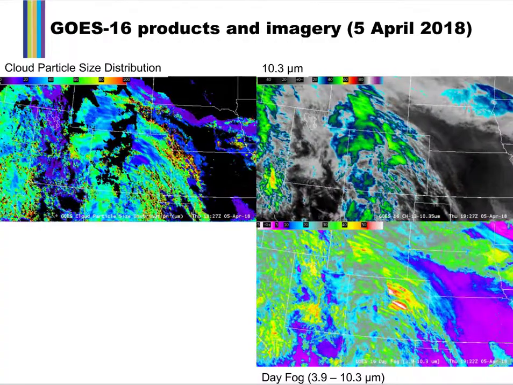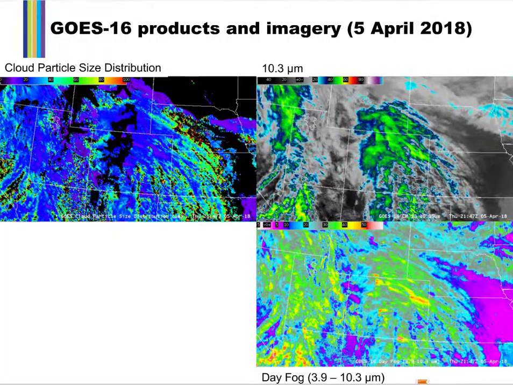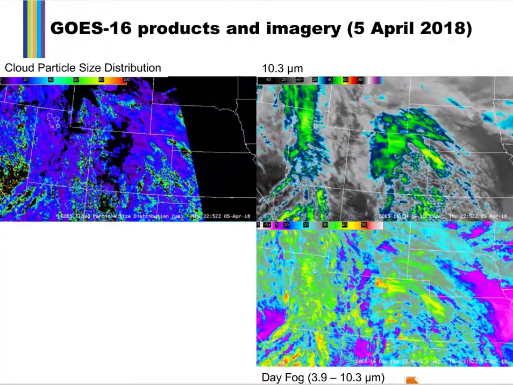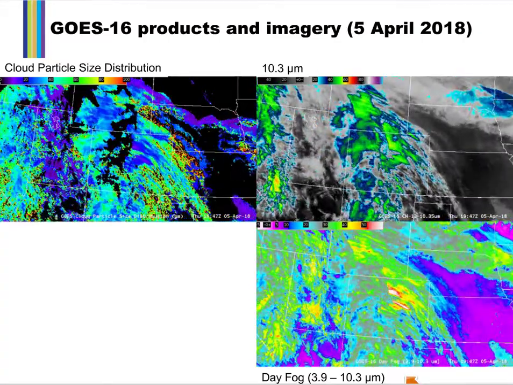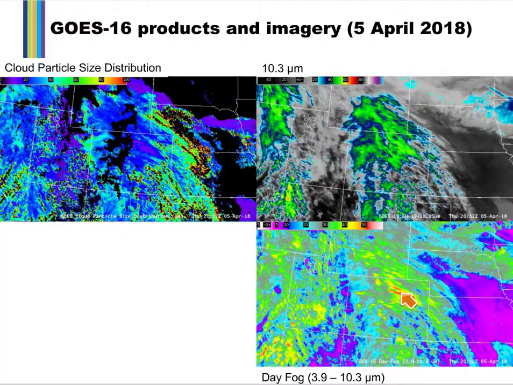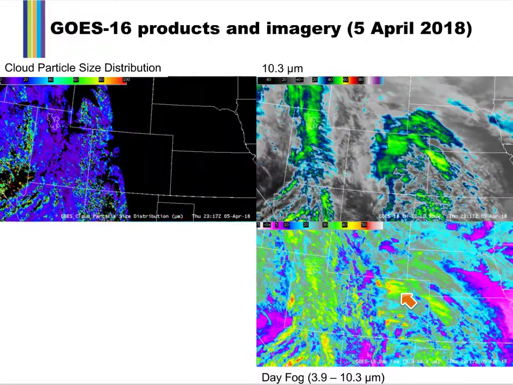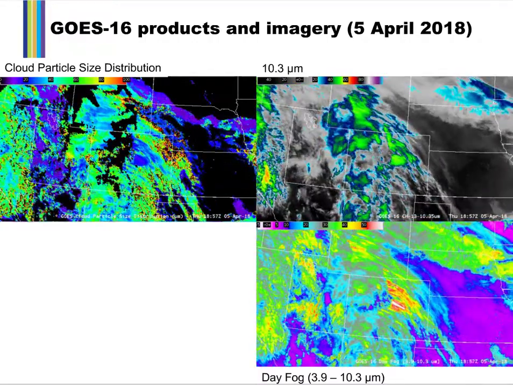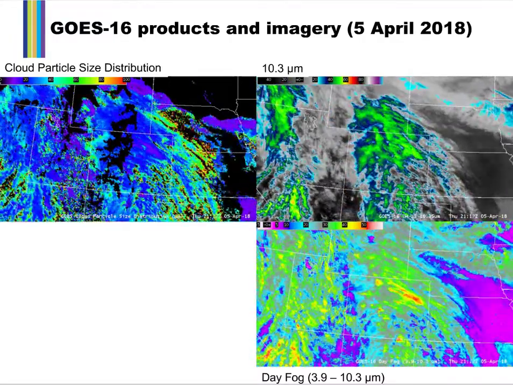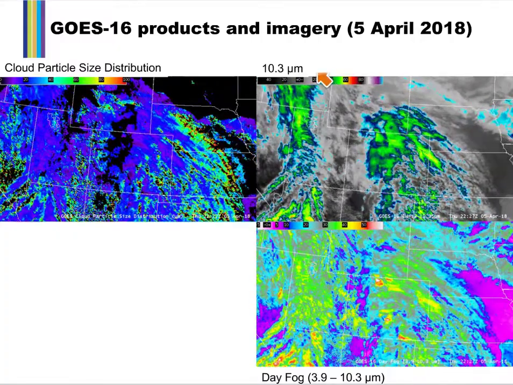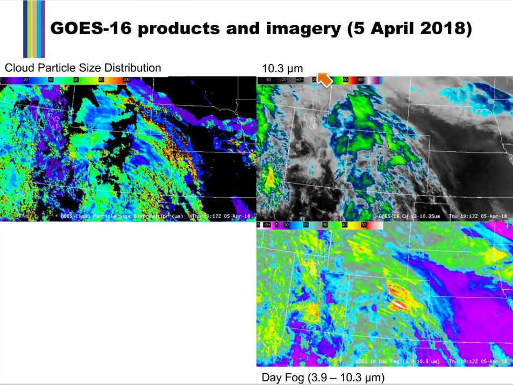Similarly, the day fog channel difference 3.9 minus 10.3 micron product can be useful during the day. This difference product subtracts out the emitted component so that we're left with the solar reflected component. The large positive values over the mountain wave clouds, indicated in yellows and reds with this color table, indicate relatively small ice particles. Remember to use these channel difference and baseline products in conjunction with the 10.3 micron product to note where the colder cloud tops exist.